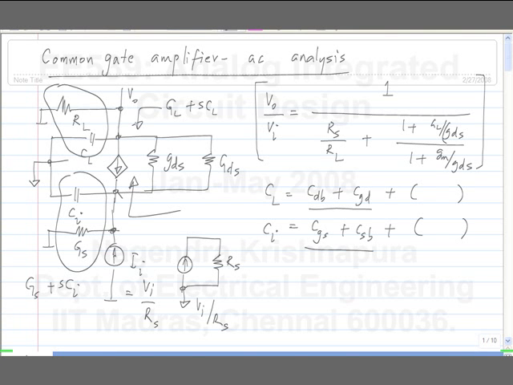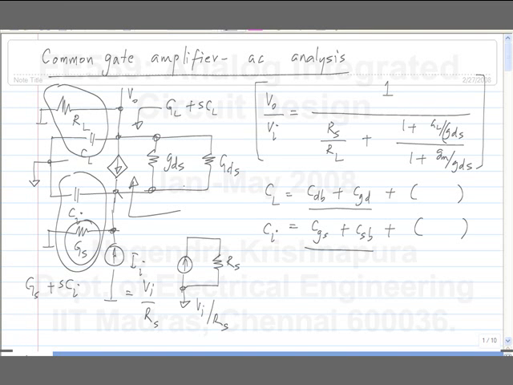It will decrease because the predominant part of the output resistance was this RS getting multiplied by gm by gds. If you increase gds, the factor gm by gds will reduce and the output impedance will reduce. So in general, it will make the amplifier a little worse, right?